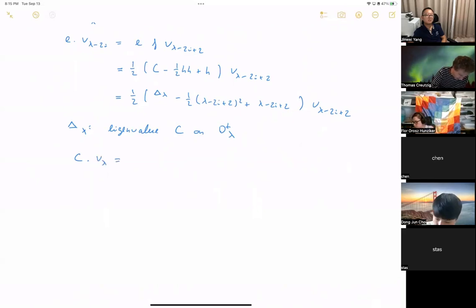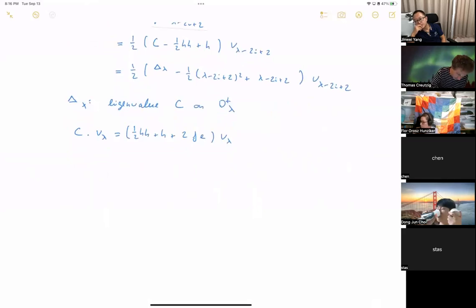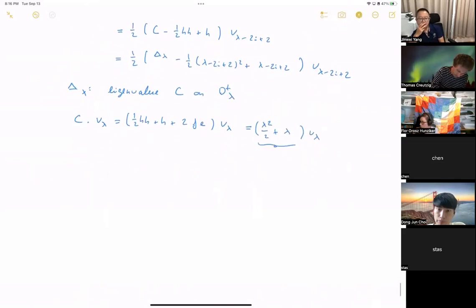Why? Because I simply write down the formula for the Casimir again, and I choose the form where E is to the right of F. Because why do I do this? Because it's the highest weight vector, E annihilates the highest weight vector. So this formula becomes just determined by the highest weight. And so this tells me what delta lambda is.